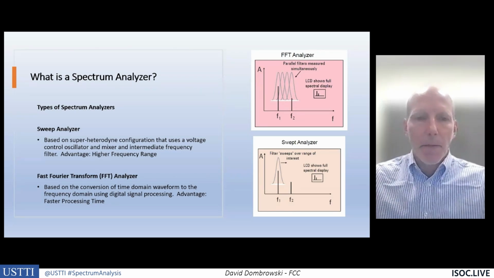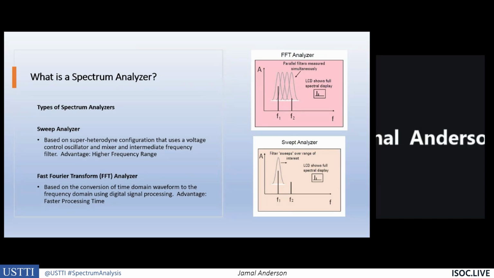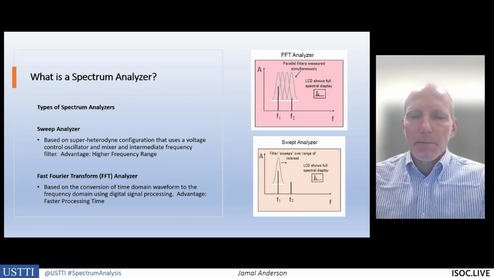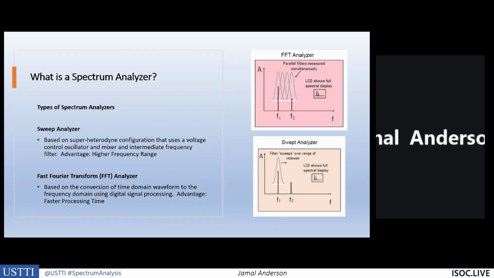And David, we have our first question. Great. For narrowband signals and short duration signals like a LEO satellite constellation, downlink divided upon the number of satellites, will a spectrum analyzer be able to detect it?